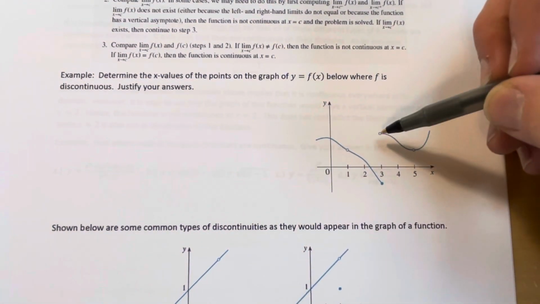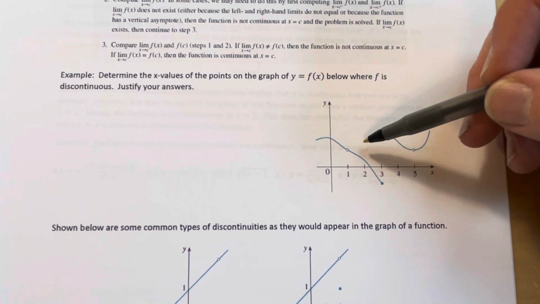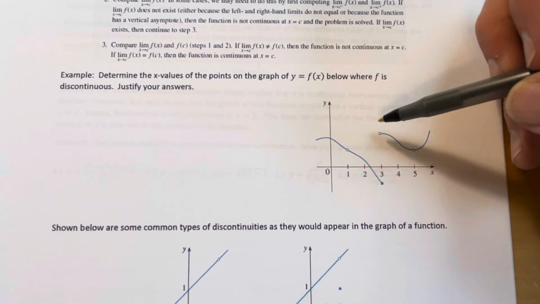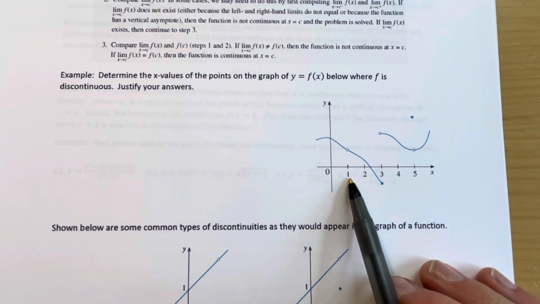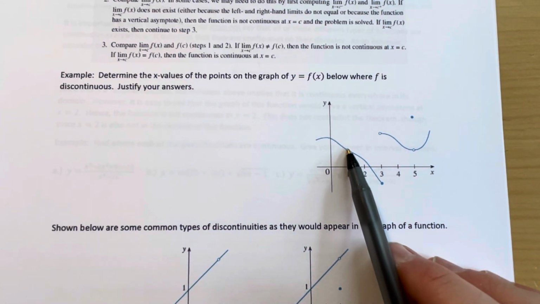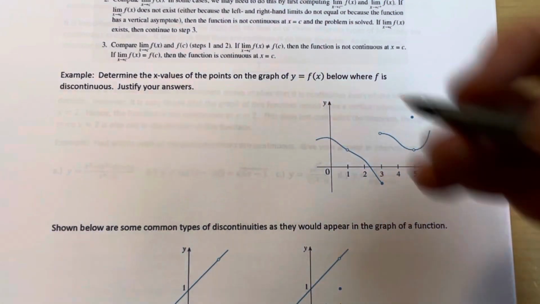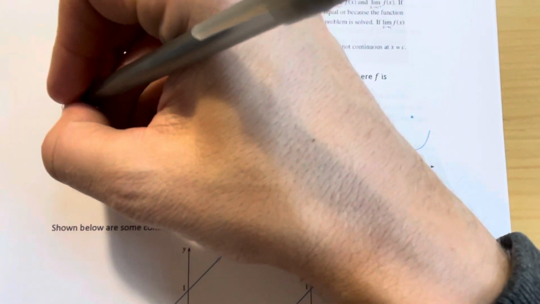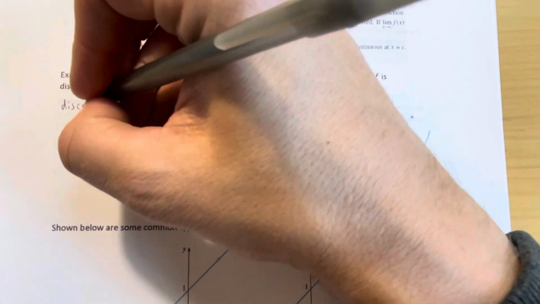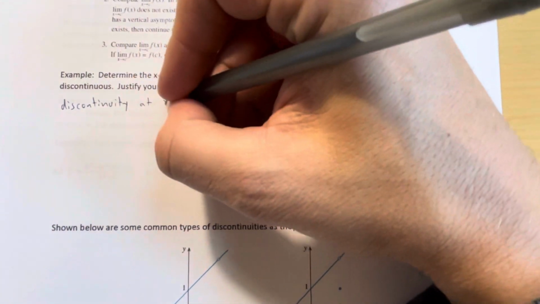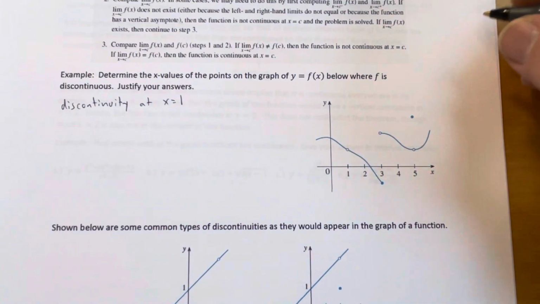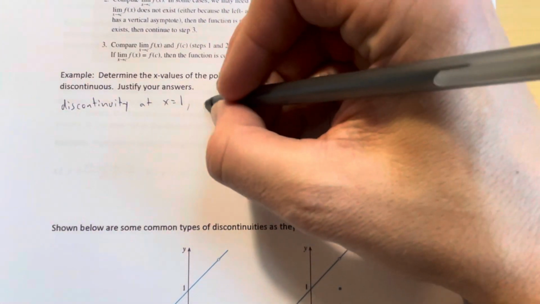This is the function y equals f of x. We want to determine where it is discontinuous. So first of all, I could say it's definitely not continuous at x equals 1 because I see a hole in the graph here, okay? So I could say there's a discontinuity at x equals 1. And we need a reason why.